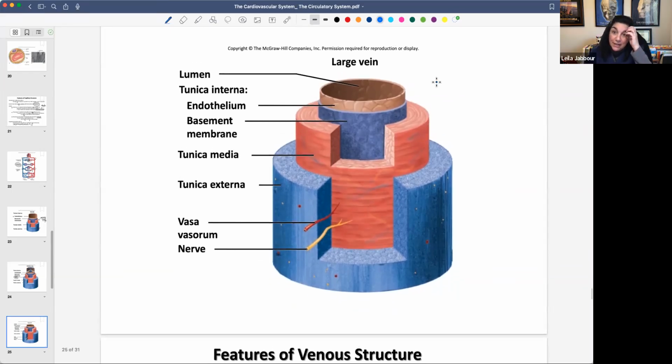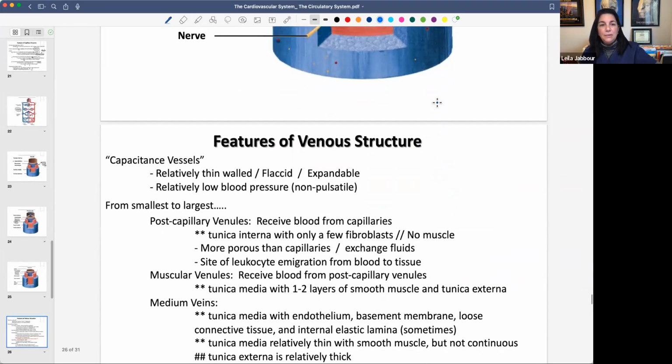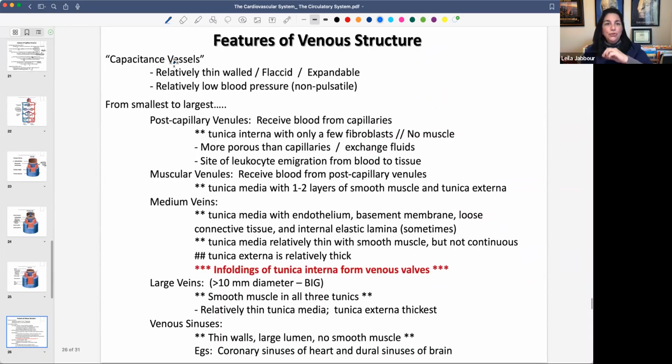Okay. Large veins have these larger smooth muscle layers. So that's part of the milking action. The features of these venous structures, they're more described as being capacitance vessels, where they have a thinner wall. They're definitely flaccid. When they're empty, they plop down. But, of course, they're expandable. They're going to get filled up with blood, and then the pressure is going to go up. But the pressure is not high.